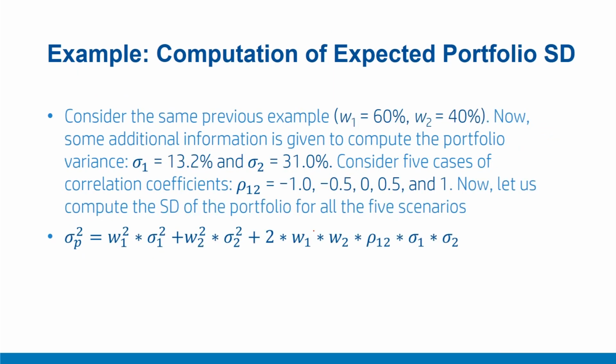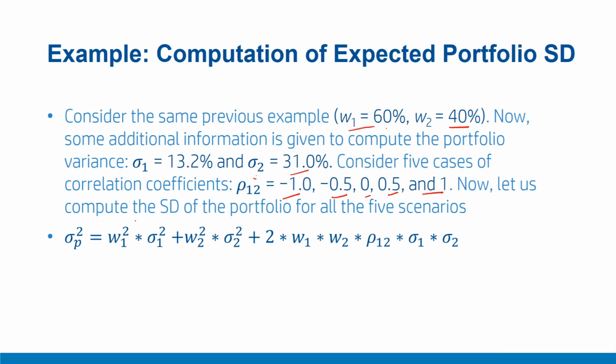A portfolio that comprises 40% of security 2 and 60% of security 1 will give you 12.3% as expected return. Let us consider some additional information in the previous example. That is, the risk of security 1 is 13.2% and the risk, sigma 2, is 31%. And the weights invested remain the same, which is 60% in security 1 and 40% in security 2. Now, for five different cases, with correlations of -1, -0.5, 0, 0.5 and 1, let us try to compute the risk of the portfolios.